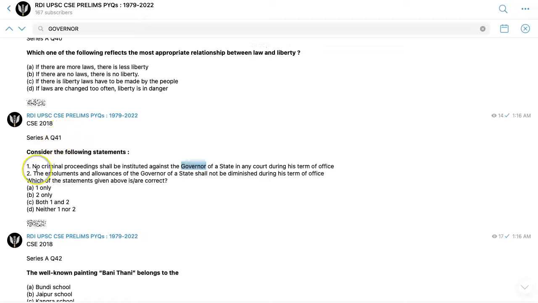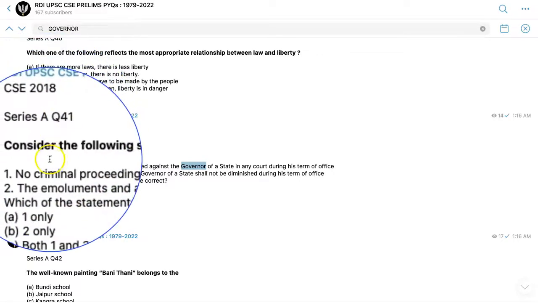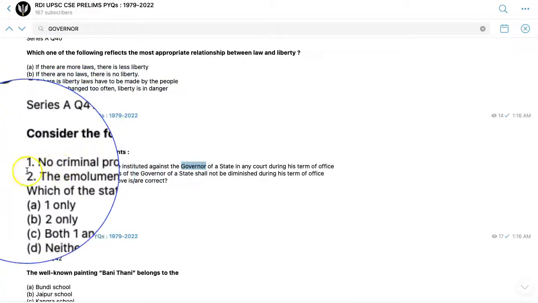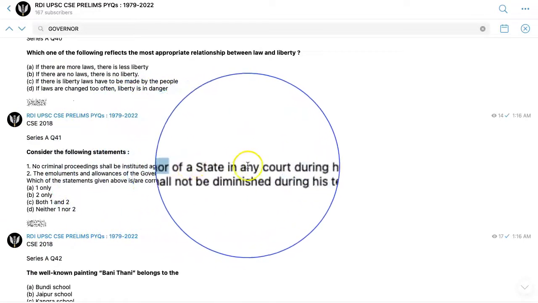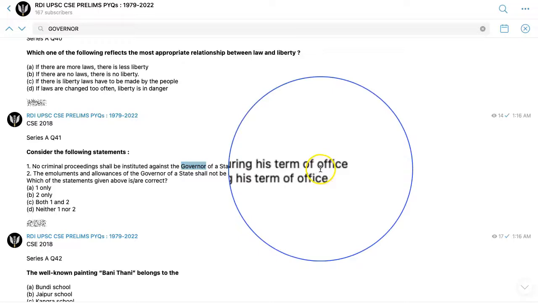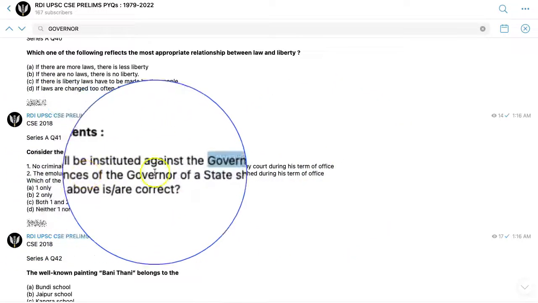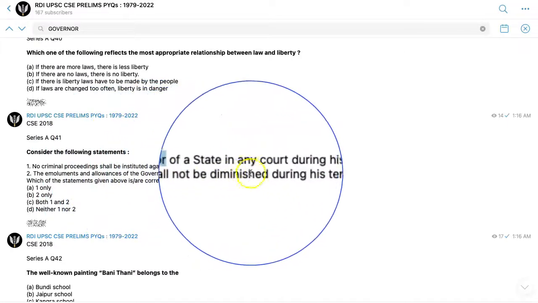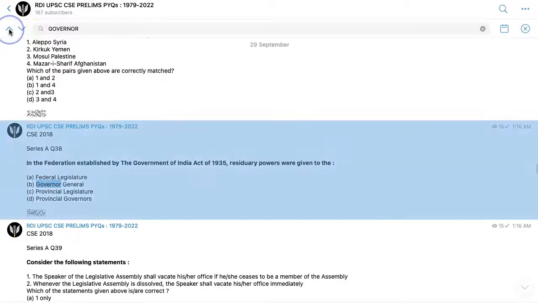This is from polity. So we'll go through it, and both the statements are related to the governor. This question was asked in the year 2018, Series A paper, question number 41. The question read, consider the following statements. The first statement was, no criminal proceedings shall be instituted against the governor of a state in any court during his term of office. And the second statement read, the emoluments and allowances of the governor of a state shall not be diminished during his term of office, right? Basic standard Lakshmikant stuff, simple question, direct question. Then let's see what all questions we have got.